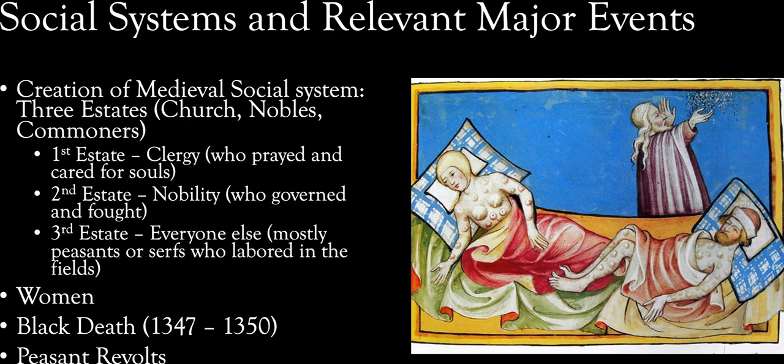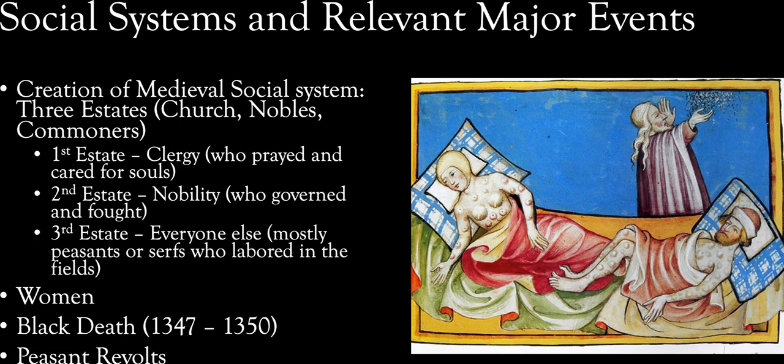Now, on to our next slide. Our next slide is sort of a general overview of some of the major social systems and also some of the relevant major events that affected these social systems in the Middle Ages. Now, we talked about manorialism as sort of an early form of social organization that's really defined in the early medieval period. But by the time we get to the High Middle Ages and later on, we're going to see the creation of the more common and traditional medieval social system, which is called the Three Estates.